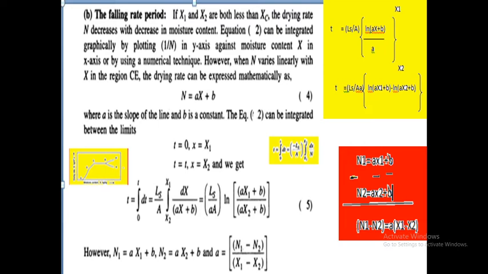Refer to the red color box. Capital N1 is equal to ax1 plus b. Capital N2 is equal to ax2 plus b. Subtract these two expressions: N1 minus N2 is equal to ax1 minus ax2. The b's are cancelled. So ax1 minus ax2 means take a outside. Finally we get N1 minus N2 is equal to a into x1 minus x2. What about the a expression? a is equal to N1 minus N2 by x1 minus x2.